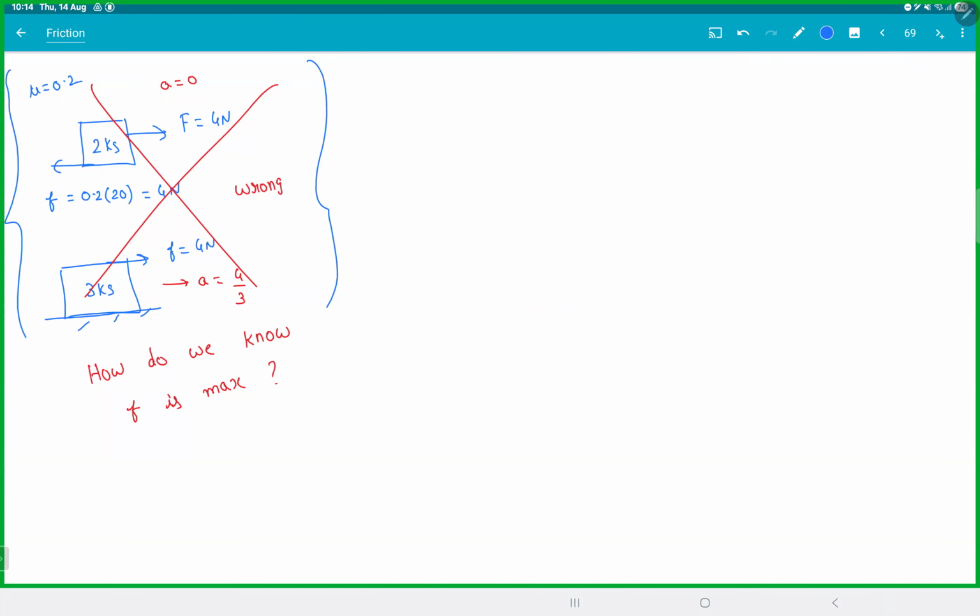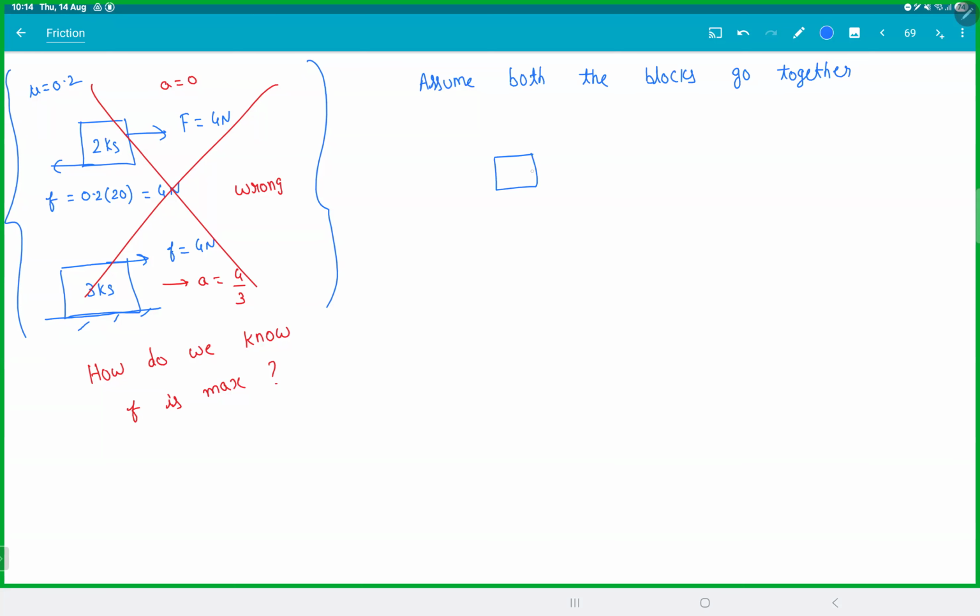So listen how to do this. Assume. Always, the moment you see two blocks, start with the statement assume. If you write anything else, it will be gone. Sometimes if you're lucky, you'll get an answer. Assume both the blocks are going together. So listen carefully. Remember, this is an assumption.